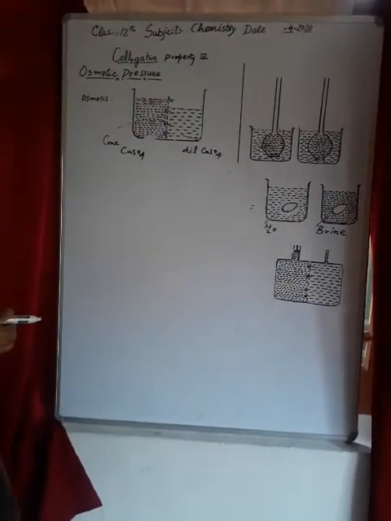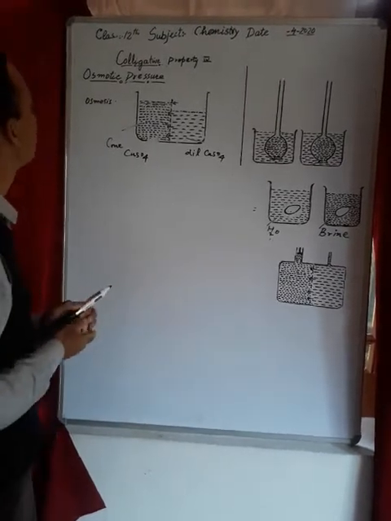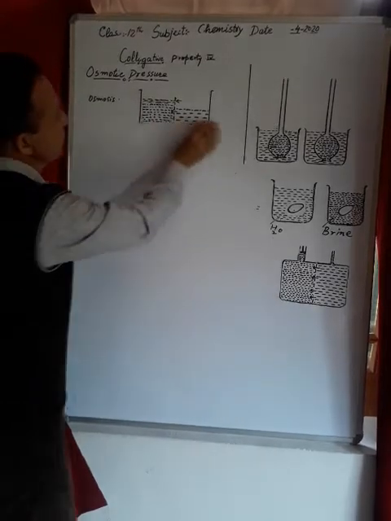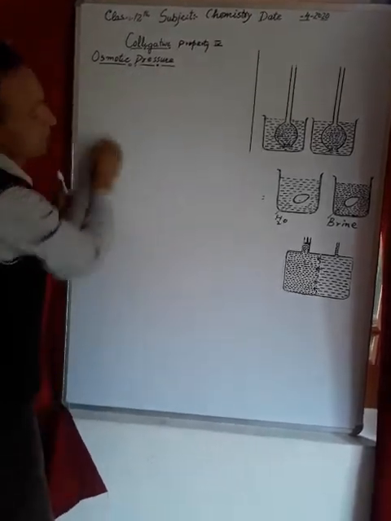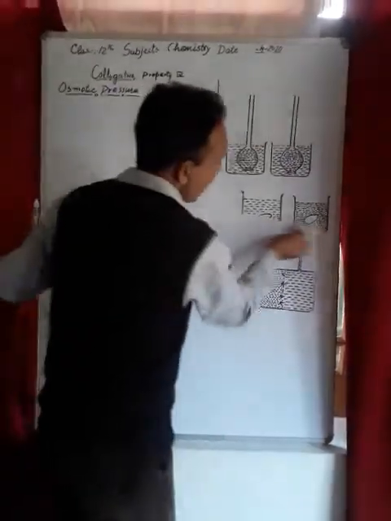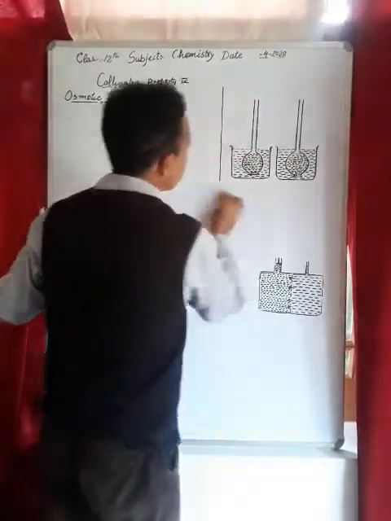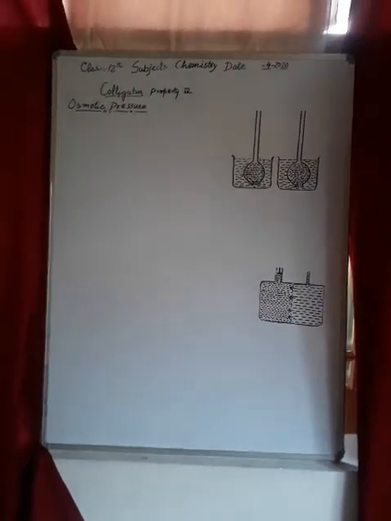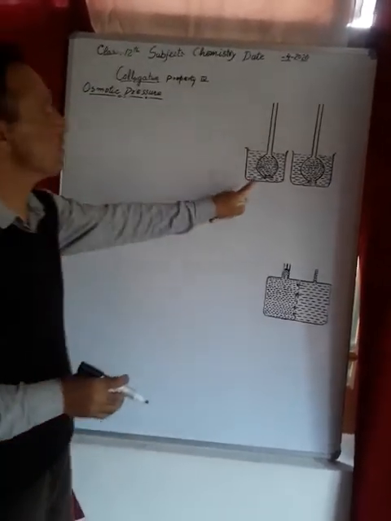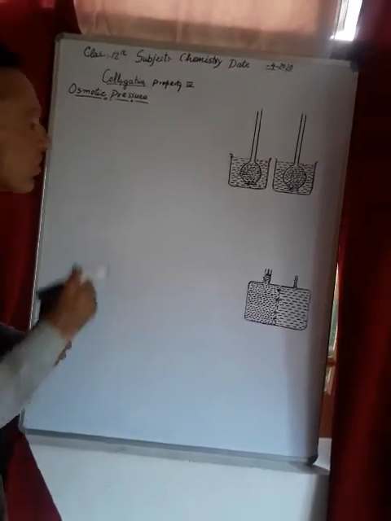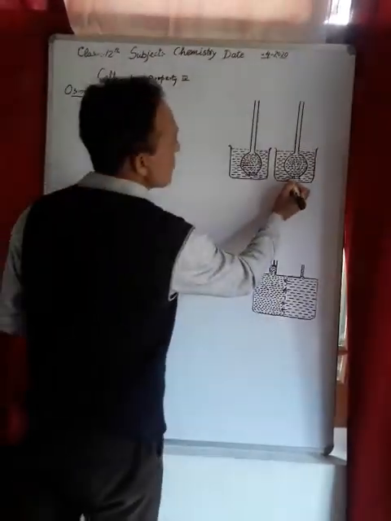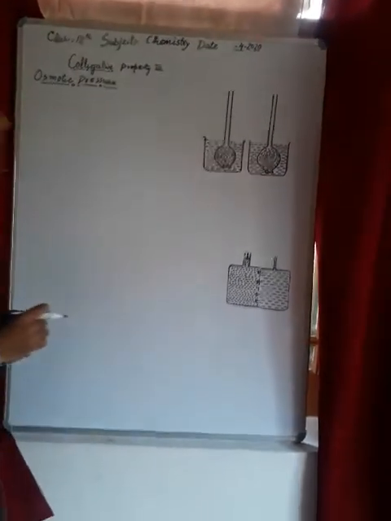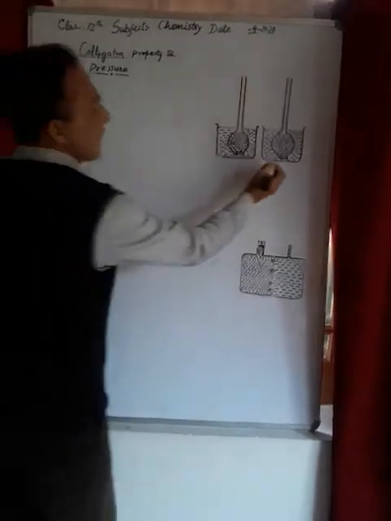Now this is all about osmosis. Now we will explain what osmotic pressure is. To explain osmotic pressure, we will again perform an experiment, and we will take an inverted thistle funnel, the mouth of which is tied by a semi-permeable membrane, like cellophane.